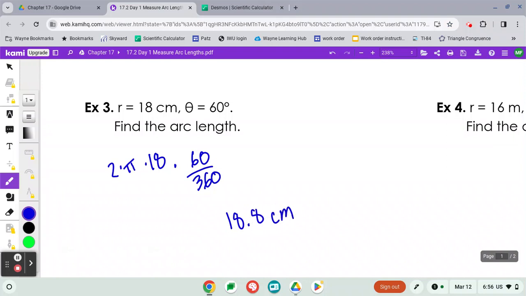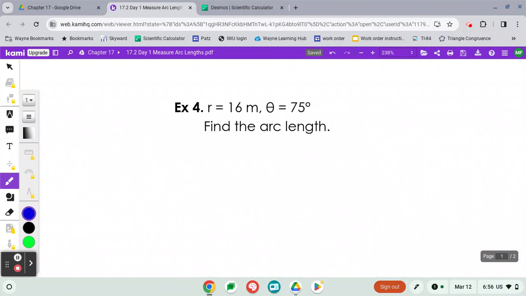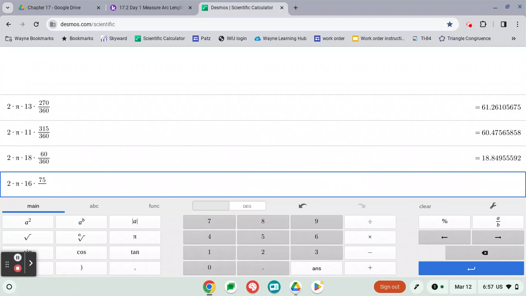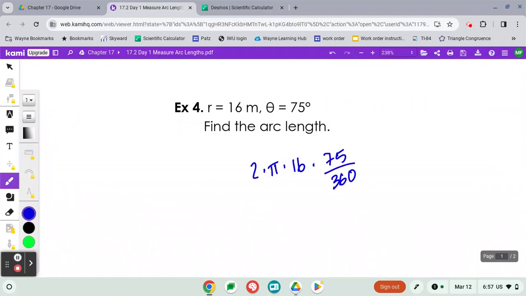All right, and then our final one here on the front, we've got 16, so 2 times pi times 16 times 75 all over 360. And if we do that, 2 times pi times 16 times 75 divided by 360. As you can see, we get 20.9. Okay? So 20.9 meters.